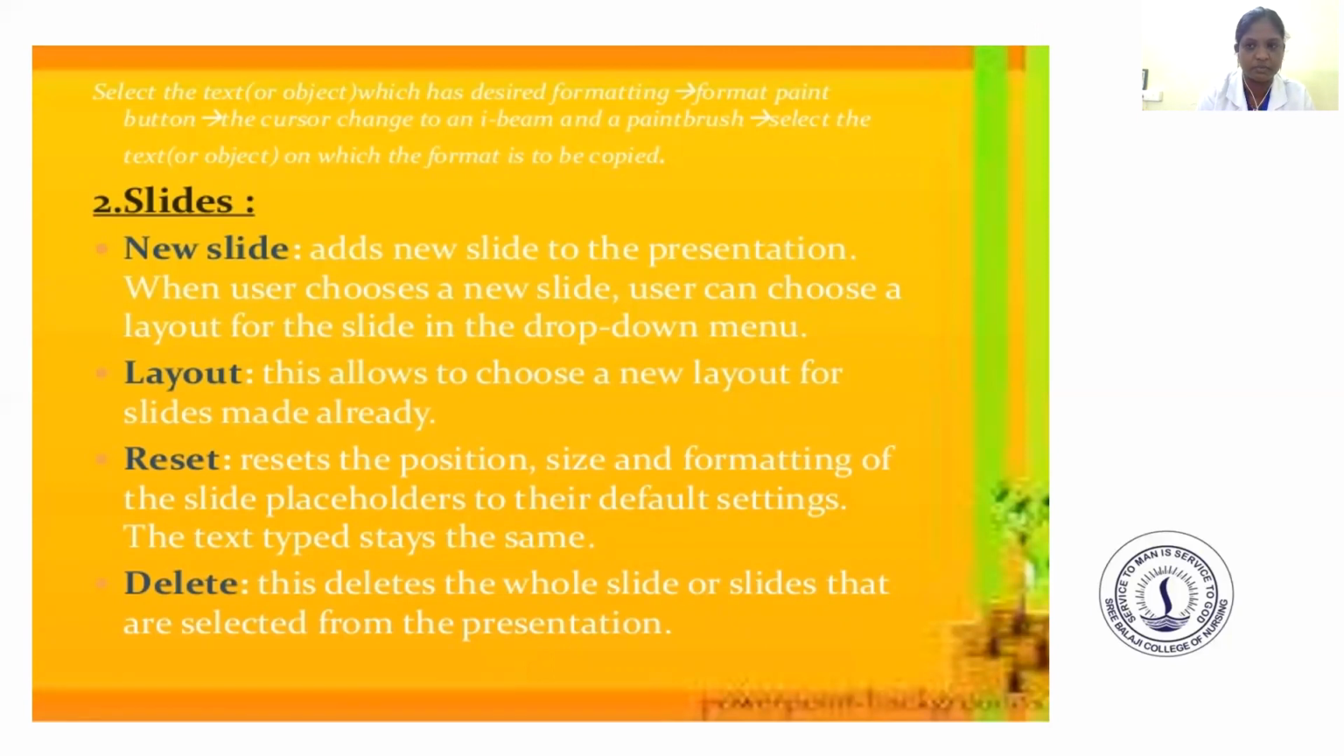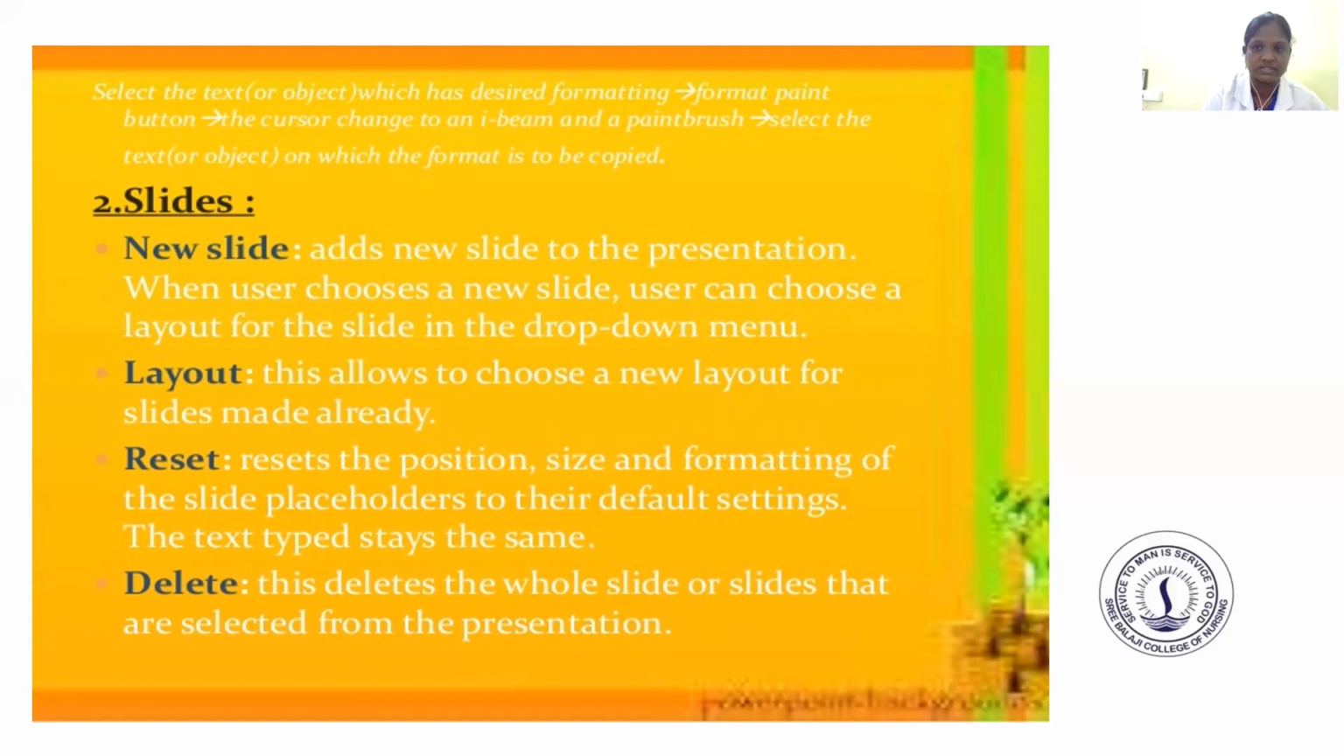Here I am using a rose color, and this time I am using a yellow color. Can you see the difference between the two? The first one is the selected text whose formatting is to be copied. Click the format painter button. The cursor changes to an I-beam and a paintbrush. Select the text on which the format is to be copied.